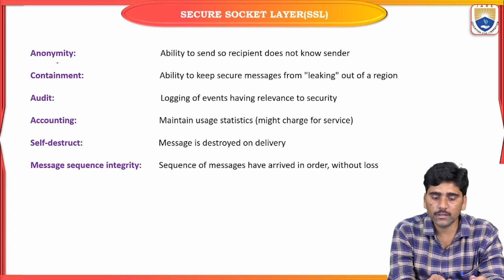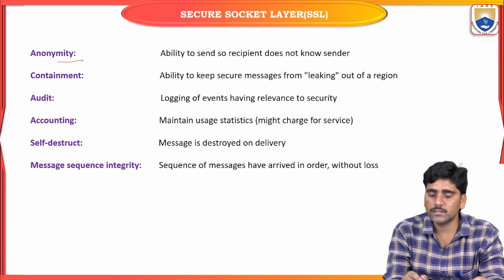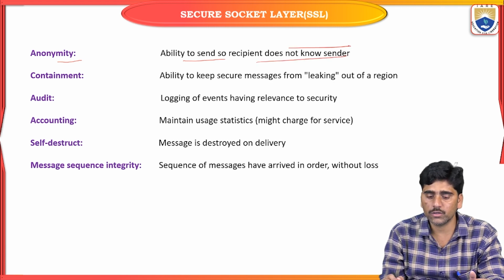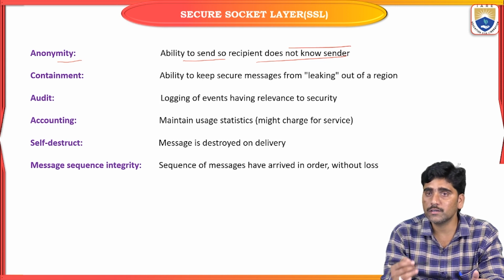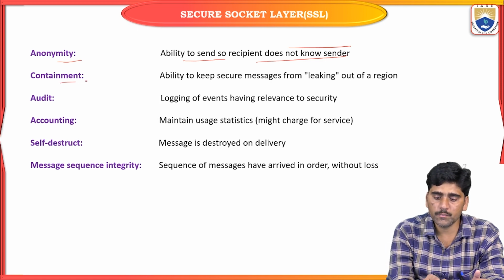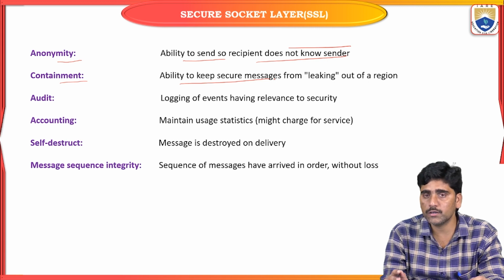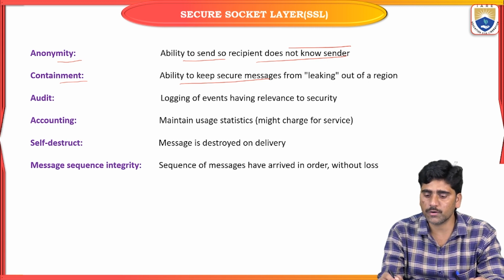And anonymity also. Anonymity is the ability to send so that the recipient does not know the sender. Who is the sender? That message I got. Then containment: the ability to keep secure messages from leaking out of a region.